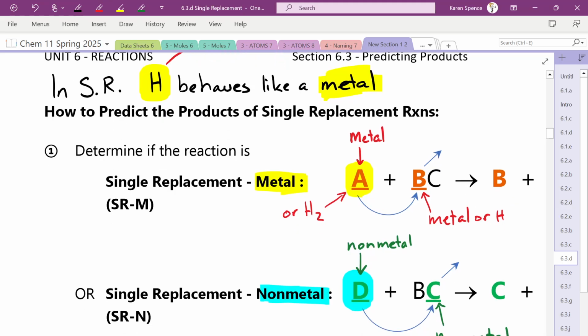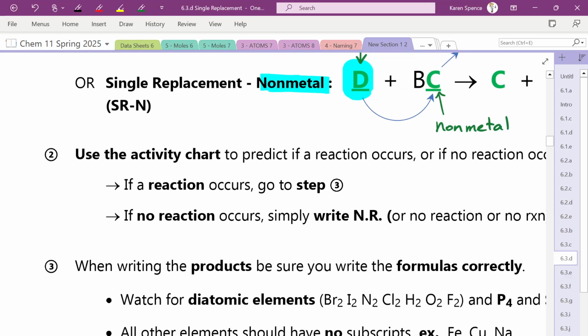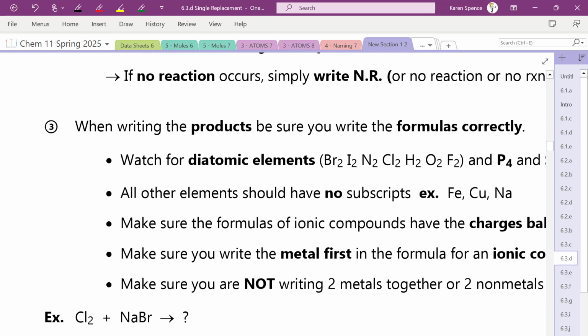So let's take a look at some examples here. We're going to skip this little bit. We're not going to talk about the activity series yet. We'll talk about it right at the end of class.